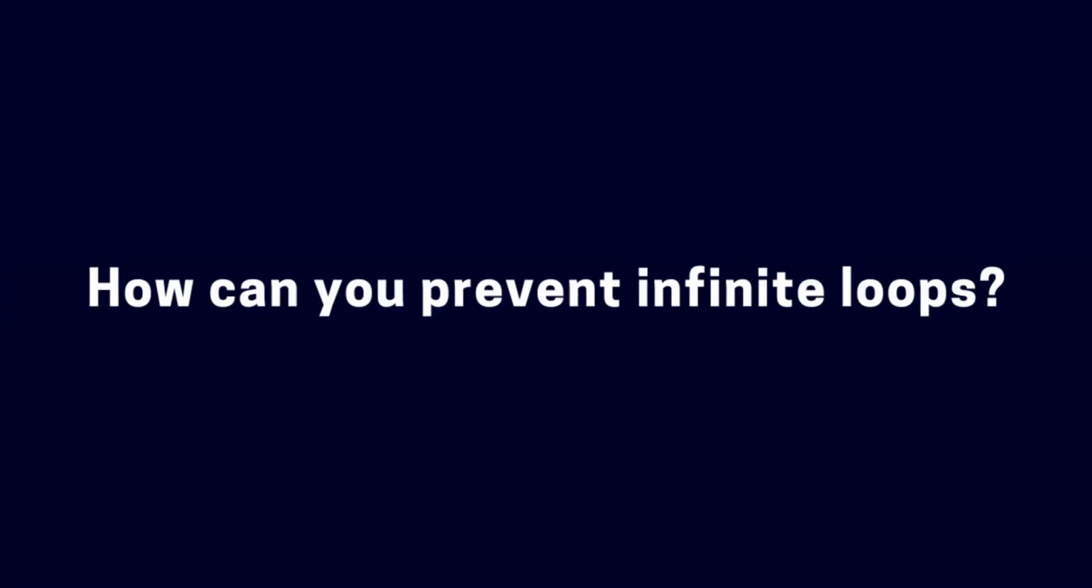How can you prevent infinite loops? To prevent infinite loops in your for loop, while loop, or do-while loop, you need to make sure that there is a step condition that is continually being updated so that for every execution of the code block, you are getting closer to the condition being terminated.